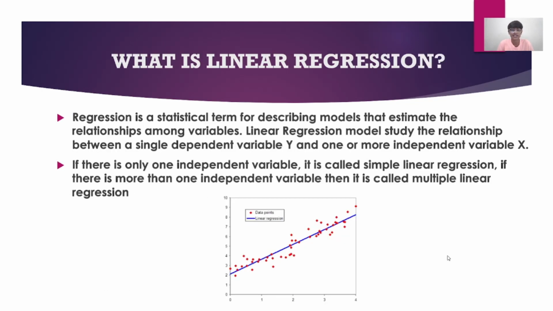What is linear regression? Regression is a statistical term for describing models that estimate the relationship among variables. Linear regression models study the relationship between a single dependent variable y and one or more independent variables x. If there is only one independent variable, it is called simple linear regression. If there is more than one independent variable, then it is called multiple linear regression.